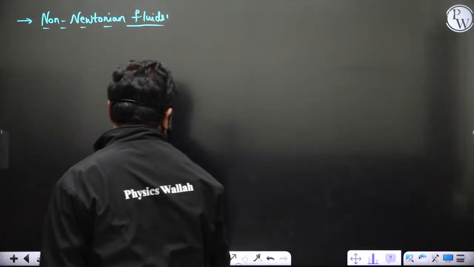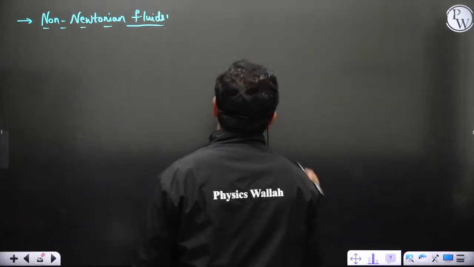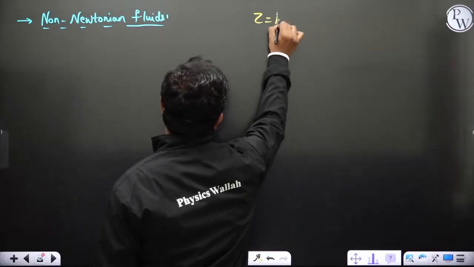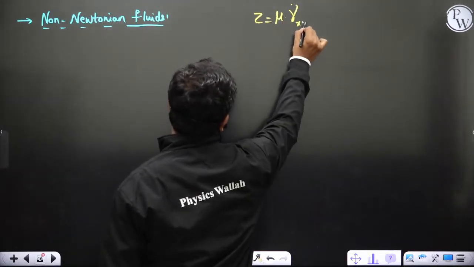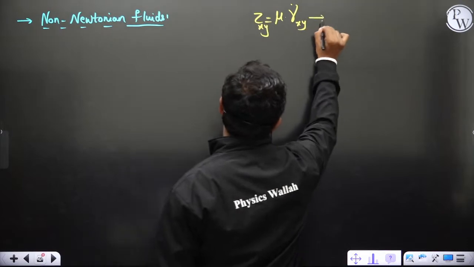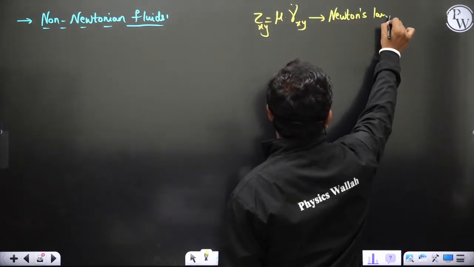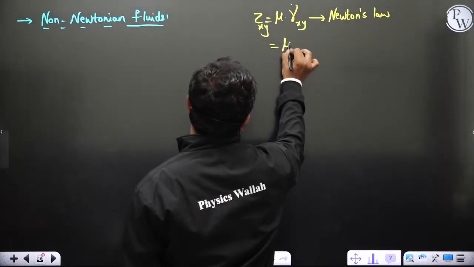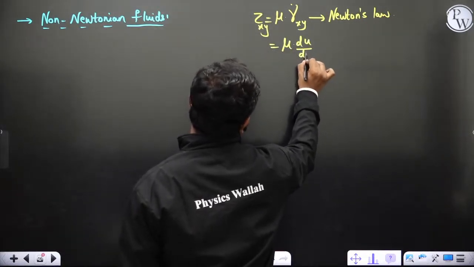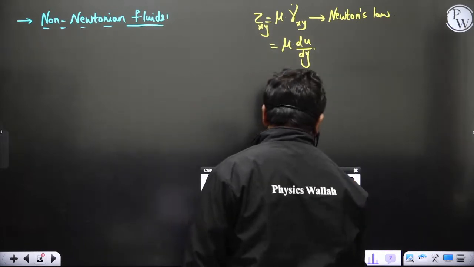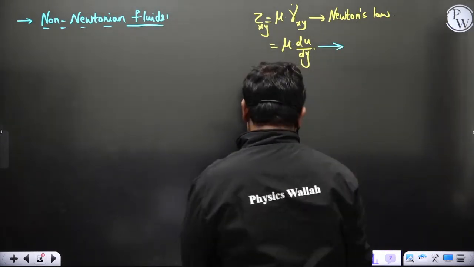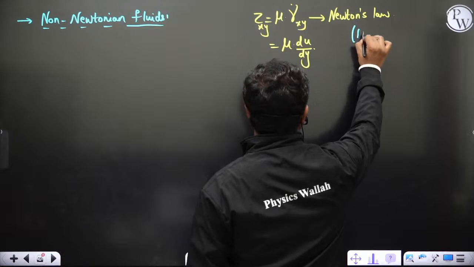This is slightly important sometimes. So see here. Normally we see tau is equal to mu into shear strain rate. If this is xy, this is also in plane xy. This is Newton's law of viscosity. And we have also seen this, sometimes this is equal to mu into du by dy in general. And the fluids which obey Newton's law are called Newtonian fluids, obviously.